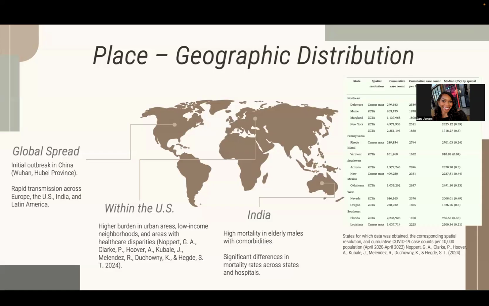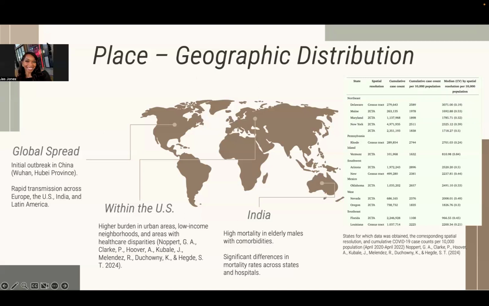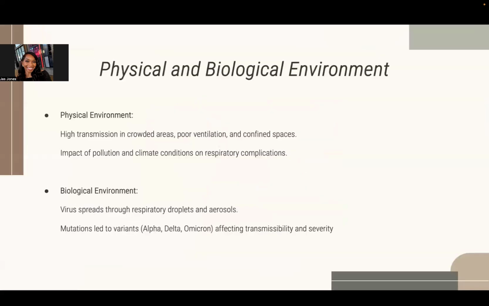Whereas in India, and I attached a graph on the side, you can see the numbers of COVID cases and the rate, how fast they were coming. There was high mortality in elderly males with comorbidities and significant differences in mortality rates across states and hospitals.